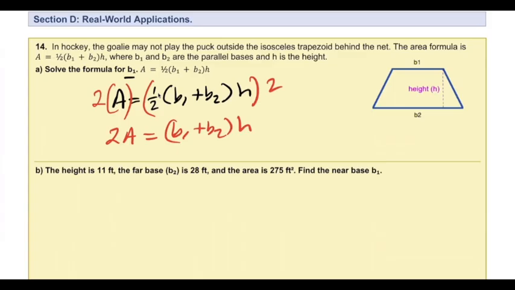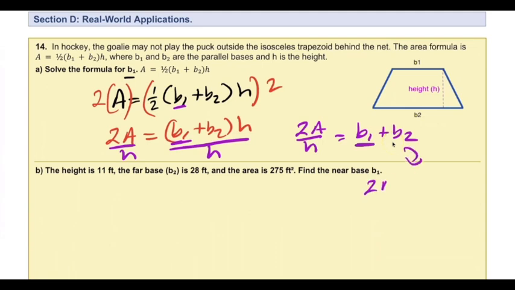So next, let's get rid of that h. We don't want that h. We're trying to get this guy by itself. Right now it's being multiplied, so let's divide. So I'm going to have 2a over h equals b1 plus b2. And now to get b1 by itself, we just got to subtract that b2. So we're going to get 2a over h minus b2 equals b1. That's my answer there. Next part of the problem.